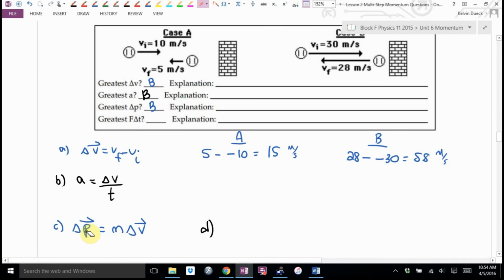You know another way to calculate change in momentum? Remember what we wrote at the very top of the first page? This is all coming full circle. So, which one had a bigger change in momentum for part C? Which one has a bigger force times time? And since the time is the same, which one experienced a bigger force? Got to be B. It didn't ask that, but that's a good follow-up question.